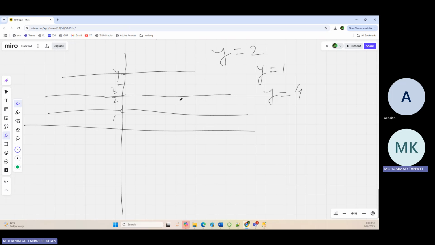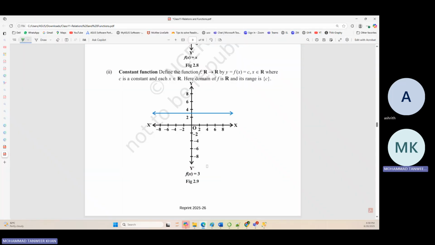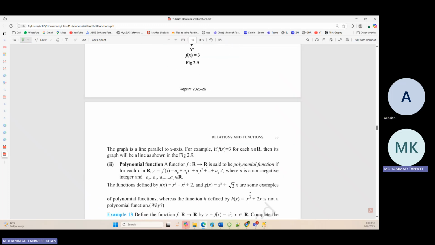So is there any limit on the constant functions? No, sir. There can be an infinite number of constant functions. The name constant means it will always be constant. But why have they written that the graph will be parallel to the x-axis? I'm not able to understand this. Can you help me understand this?